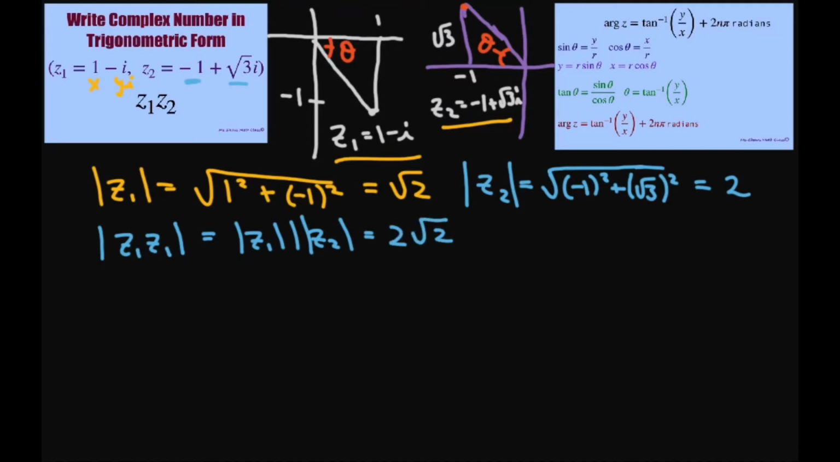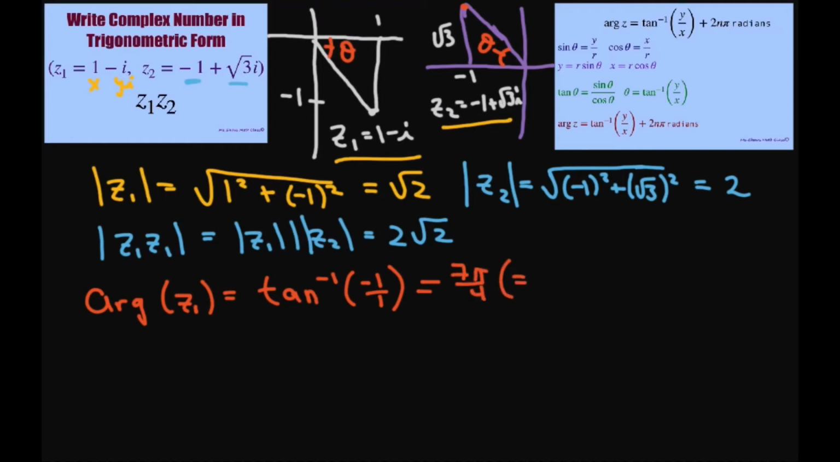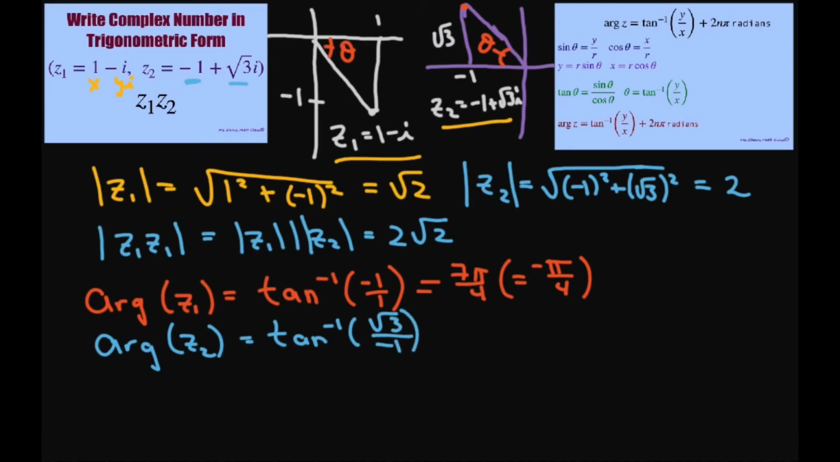Now for our argument, let's do the argument of z1. That's just going to be tan inverse of y divided by x, so negative 1 divided by 1. That's going to give you 7 pi divided by 4, or that's really equal to, since it's inverse tan, negative pi divided by 4. And for our second one, the argument of z2, that's going to be inverse tan, where your y is square root of 3 and your x is negative 1. This is going to equal 2 pi divided by 3.